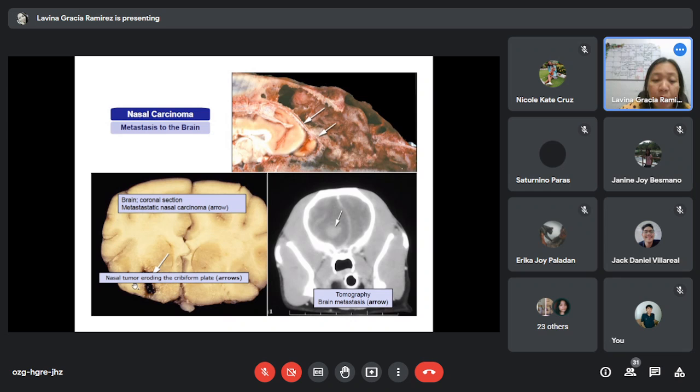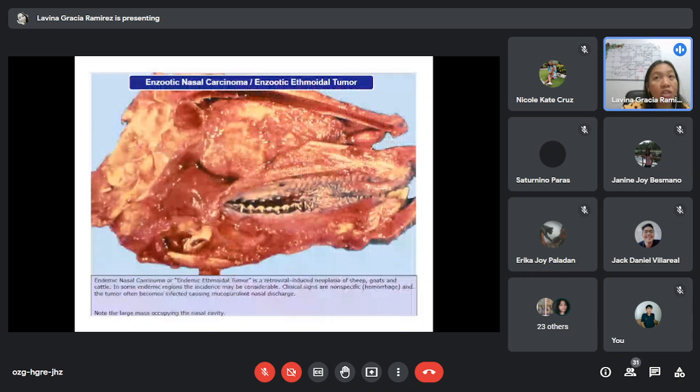Okay, so in tomography, this area, so merong nag-lodge dito, thromboemboli, okay, dun sa area na to. Okay, so yan yung mga assessment, okay, to see the changes in the behavior of the animal if they are affected with this kind of tumor. So aside from that, we have also the enzootic ethmoidal tumor. So the ethmoid part is affected. Okay, the ethmoid is the common composition.